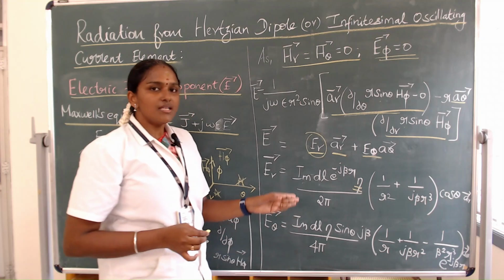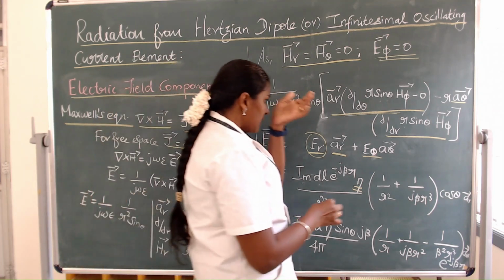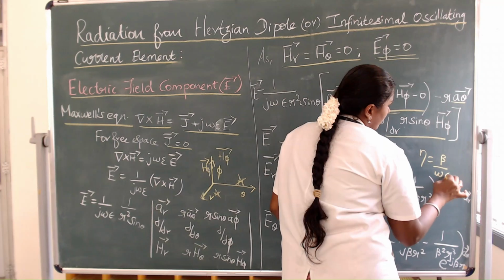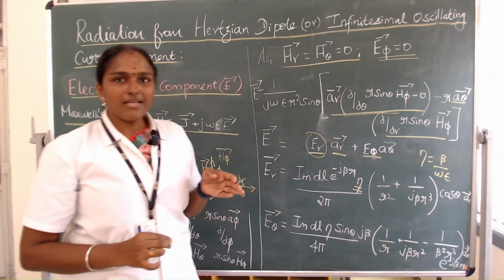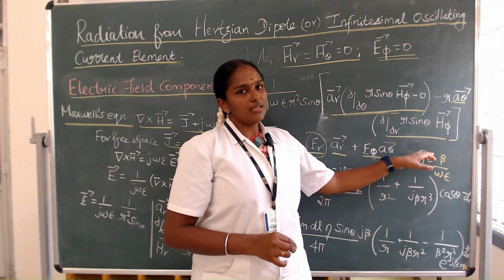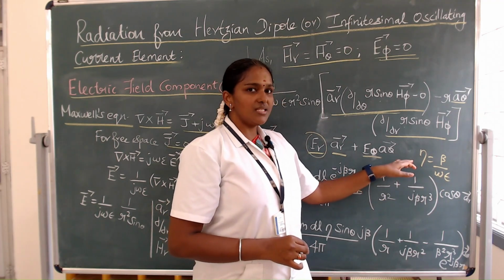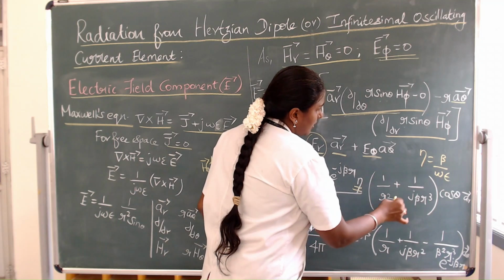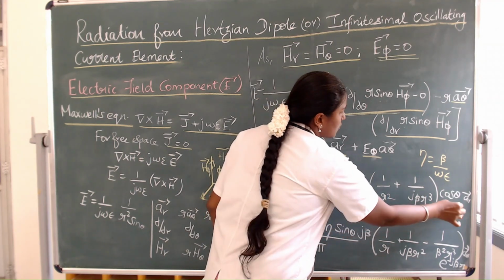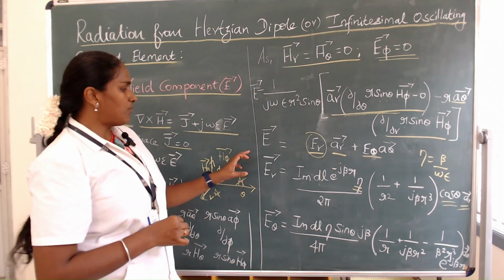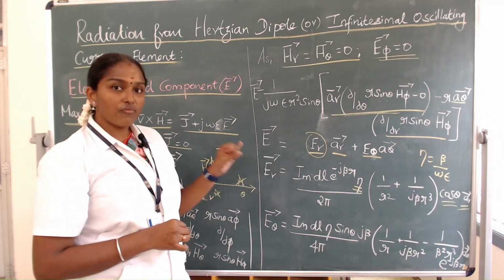Here a new term eta is introduced. So eta is nothing but β by ωε. Upon deriving step by step, we will arrive at a term called β by ωε, which is replaced as eta, that is the intrinsic impedance value. Then we have the terms 1/r² plus 1/(jβr³) times cos theta in the direction of a_r. So we have obtained the electric field component in the direction of r.